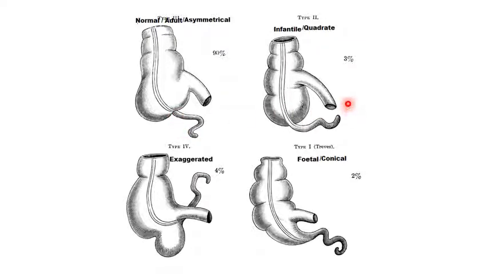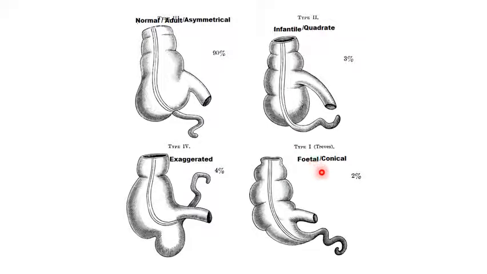The second is the infantile type or the quadrate type. In this, the cecum is quadrate in shape and the appendix is attached to a depressed bottom. It is seen in 3% of the population. The third is the exaggerated type. It is found in 4 to 5%, and here the right cecal pouch enlarges greatly and the left one atrophies. This is known as the exaggerated type.